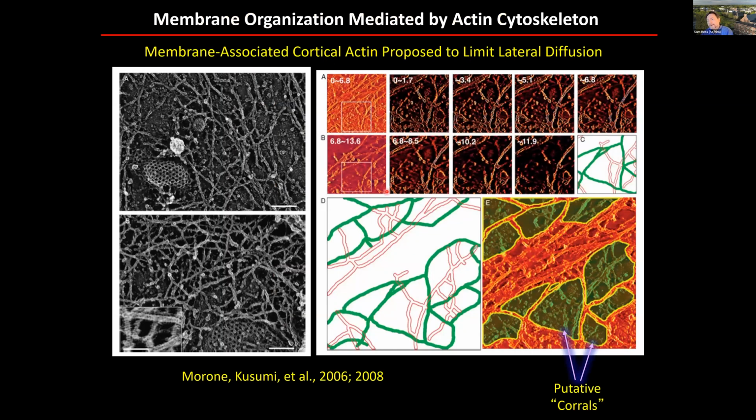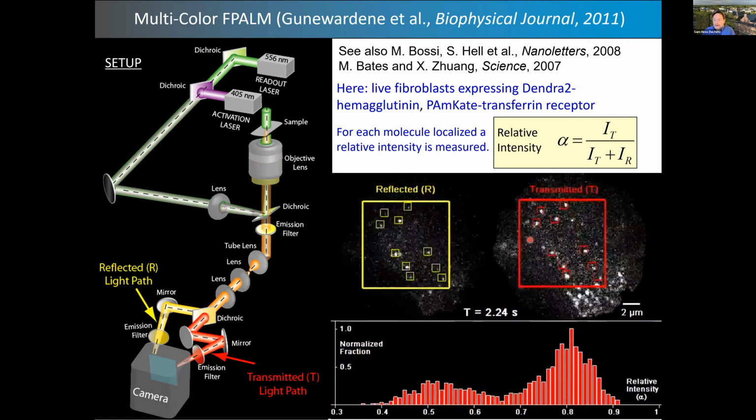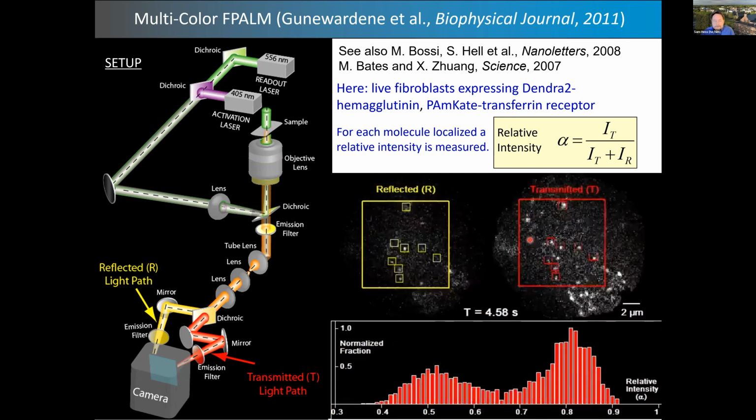Could it be some kind of interaction with the actin cytoskeleton, which forms these linear structures close to the membrane, as was proposed and visualized by Akihiro Kusumi's lab? These corrals formed where the actin anchors things in the membrane might explain why the HA makes these elongated shapes. But to really test this question, we needed a technological advance. And so this was where multicolor was invented and immediately useful.